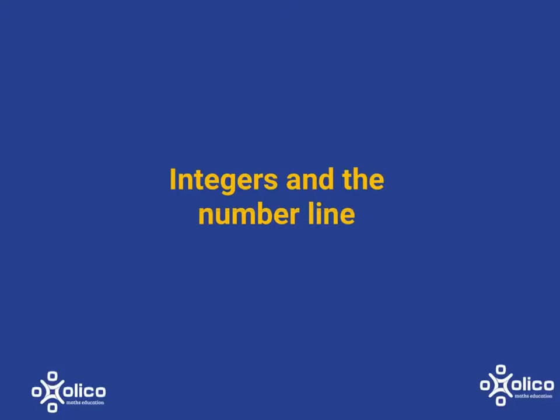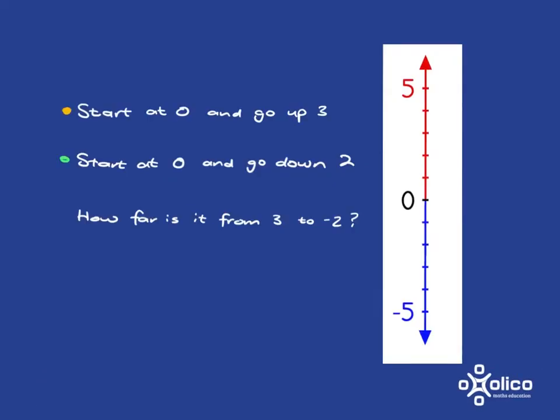We're going to play around with integers and the number line. Let's look at some distances and numbers on the number line. If I ask you to start at 0 and go up by 3 steps, where do you end up? 1, 2, 3, you end up over here, 3, which is the number 3 on the number line. So starting at 0 and walking up 3 steps ends you up at number 3 on the number line.